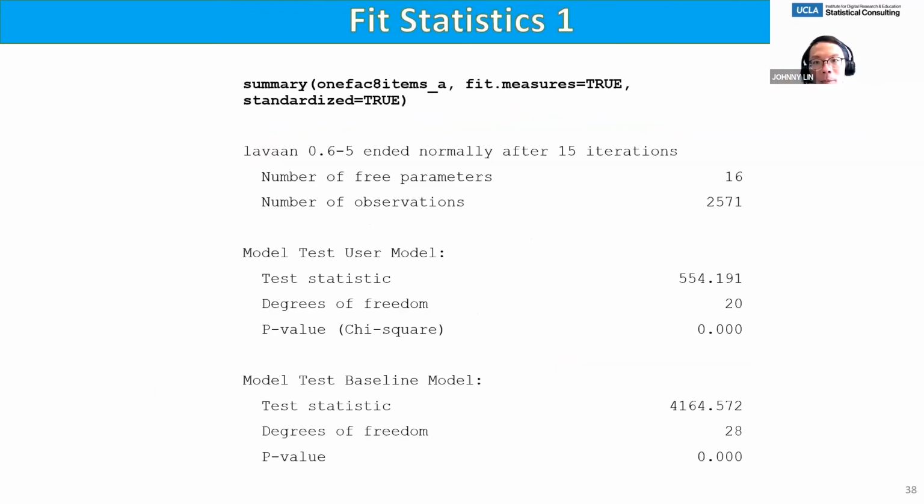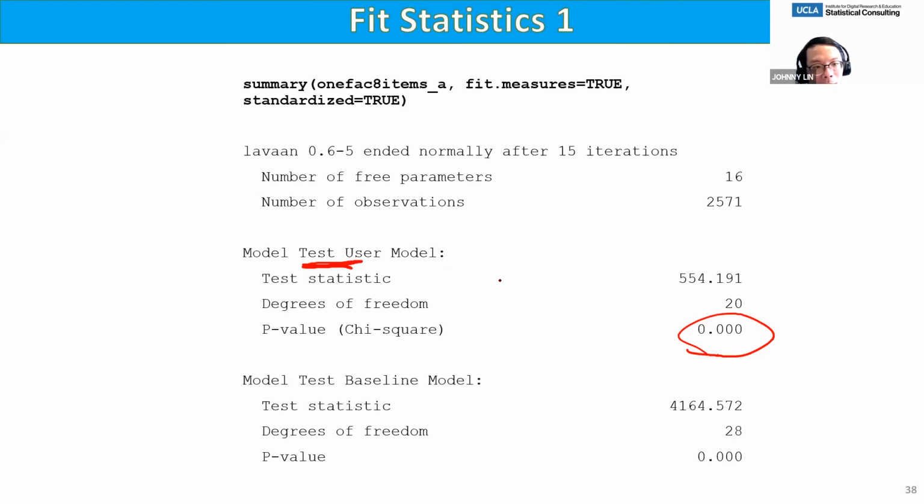Because we couldn't do the fit for the 3 item model, I'll just show you a fit for the 8 item model, and you'll be doing this in the exercises actually. But this is just a quick overview of what you're going to look at. In terms of the lavaan syntax, you're going to add fit.measures equals TRUE. Remember, standardized equals TRUE is just to get the standardized loadings. This is the only thing you add in the summary. You'll be fitting this a little later. Now, we note the number of observations is 2571. That's big, right? So we're probably going to reject our null hypothesis.